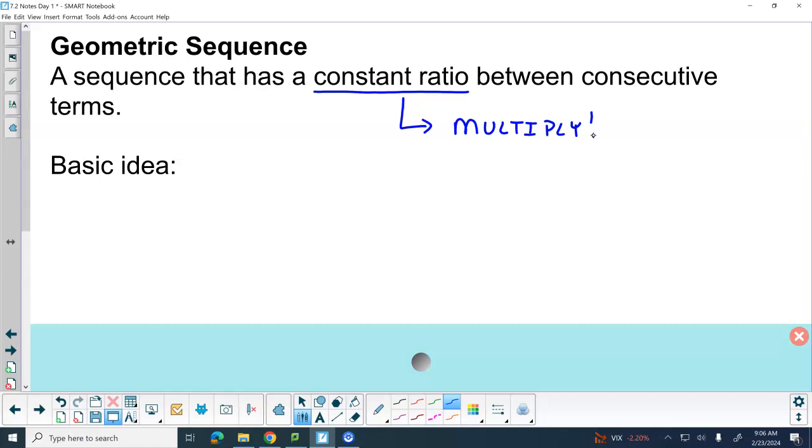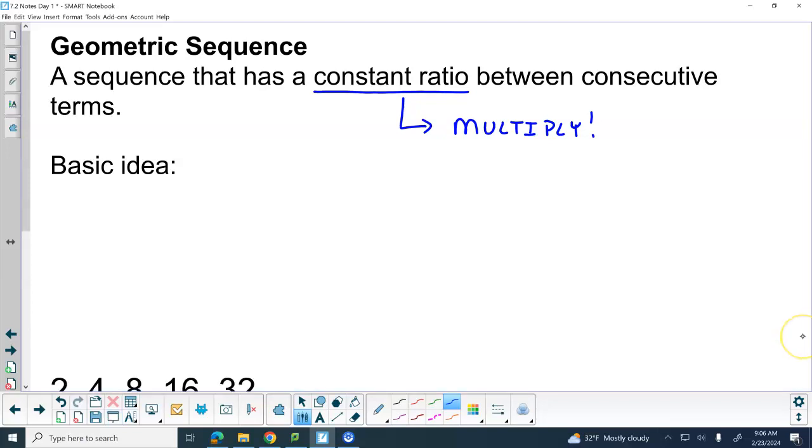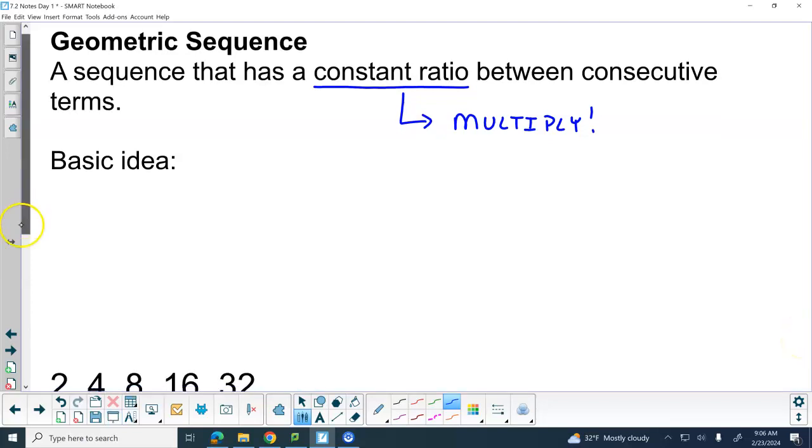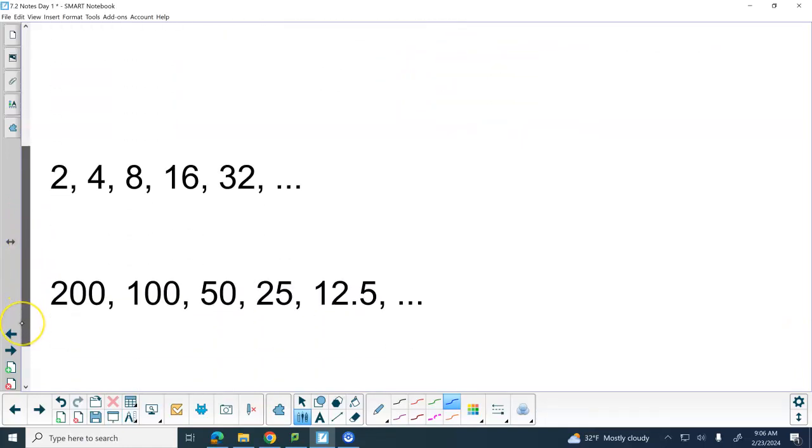You gotta see what I mean here by basic idea. Yeah, multiplying to get the next term. Yep, exactly. That's what it means. Okay? So, here are some examples of a geometric series.